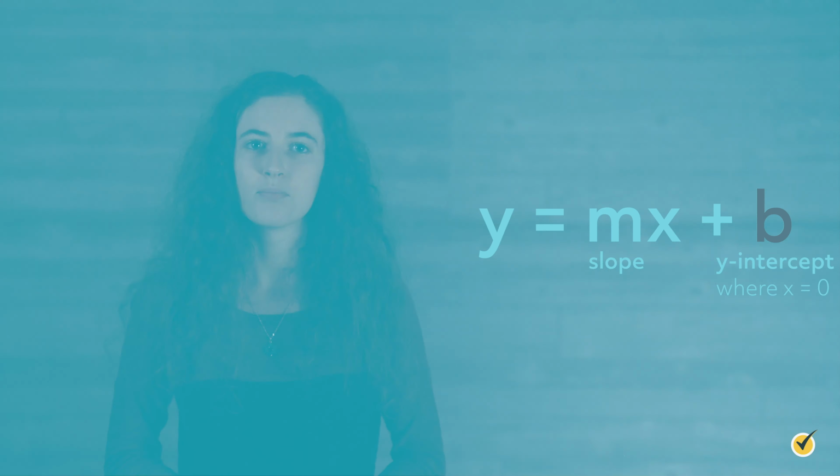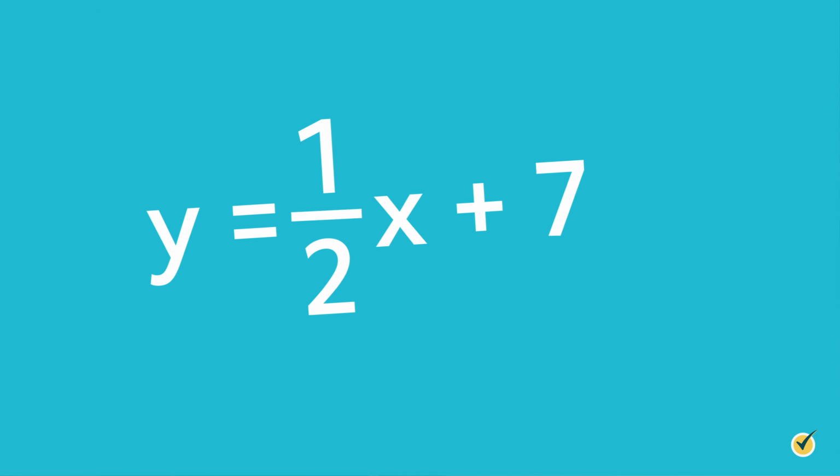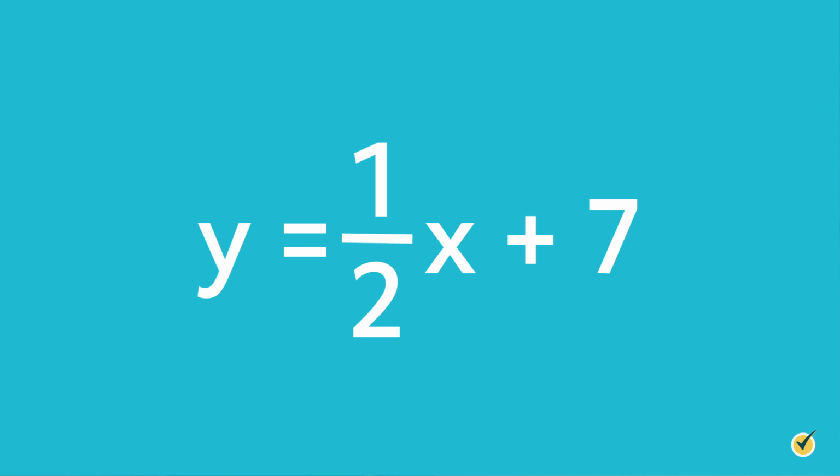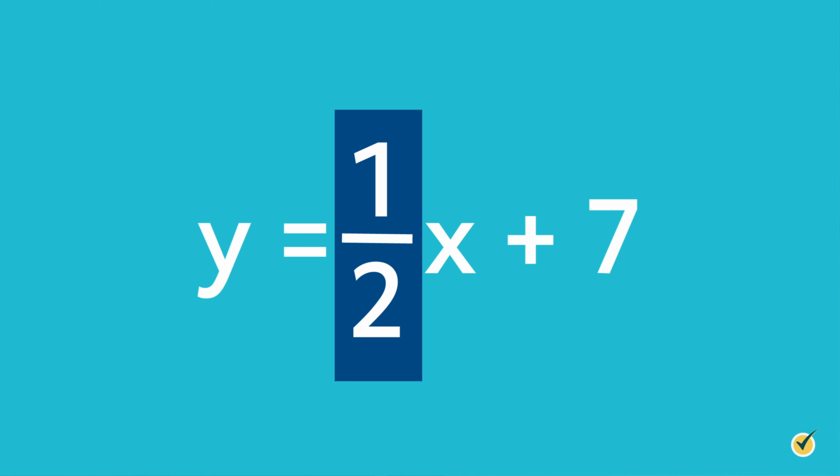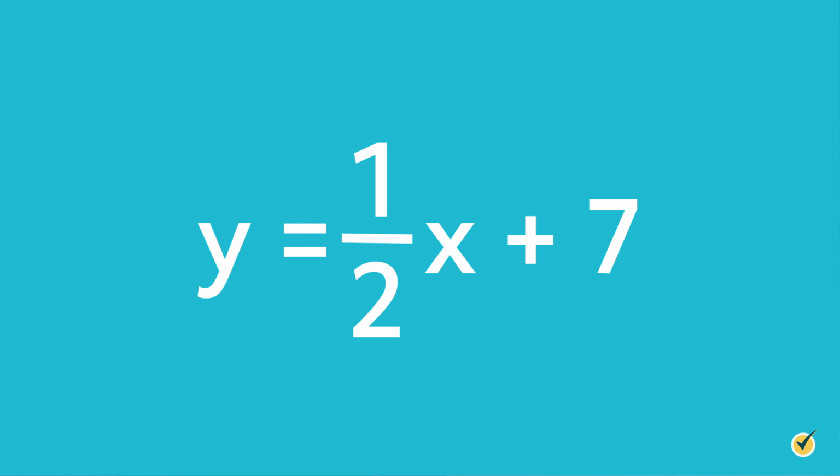Let's try an example. What is the slope and y-intercept of the equation y equals 1/2 x plus 7? Our slope is our m value, so for this equation, slope is equal to 1/2. We determine our y-intercept by looking at our b value, which in this case is 7. Remember, this number gives us our y-coordinate for our point where x equals 0. So the y-intercept of this equation is 0, 7.